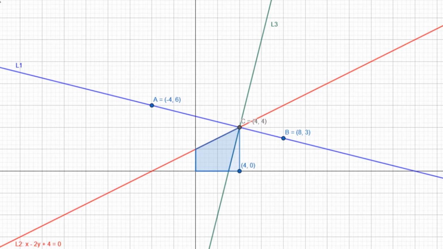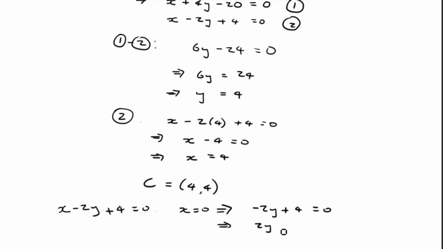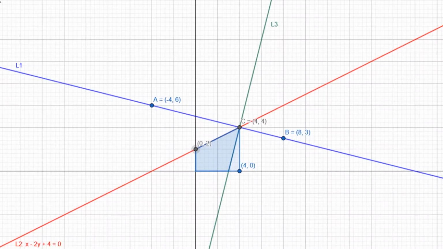There's another point that we could find out from the information we've got, which is this point where L2 intersects the y-axis. To find that point, we'll have to take the equation of L2, which was x subtract 2y plus 4 is 0, and we'll have to see what happens when x is 0. If x is 0 in that line, that means that negative 2y plus 4 is 0, which means that 2y is 4, which means that y is 2, so the point we're interested in there is (0, 2). And there we are. So we're getting there now.